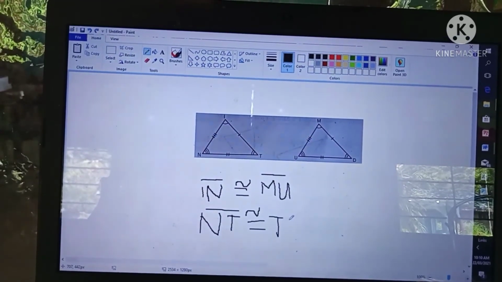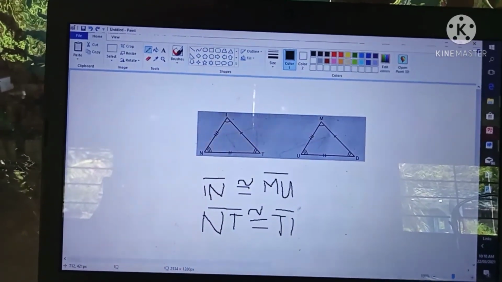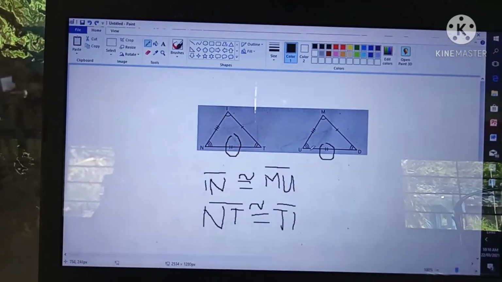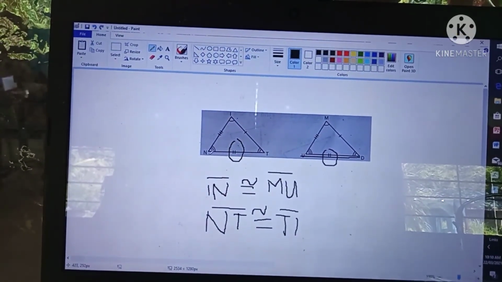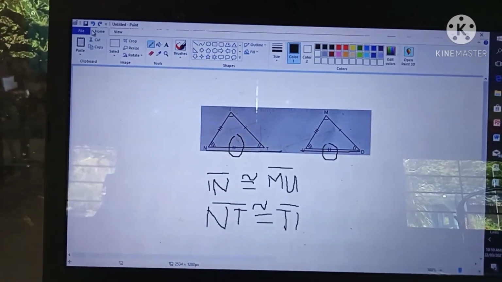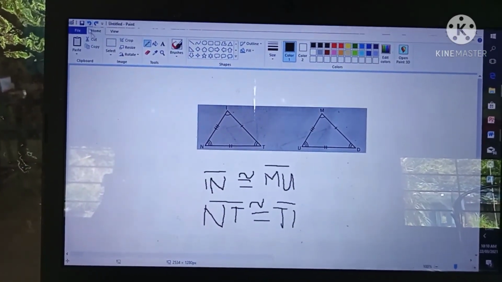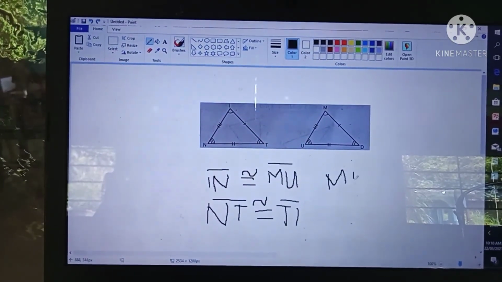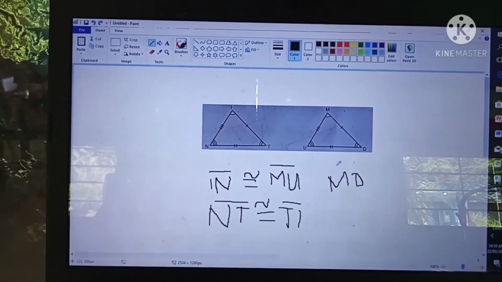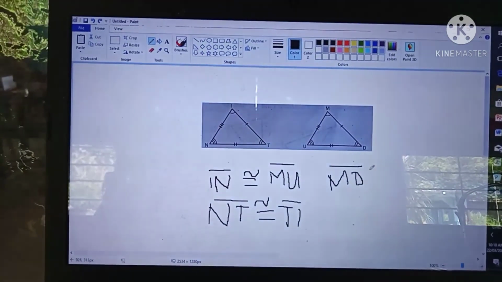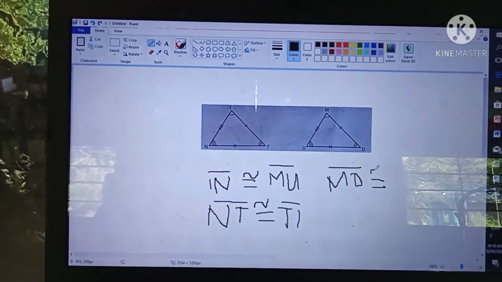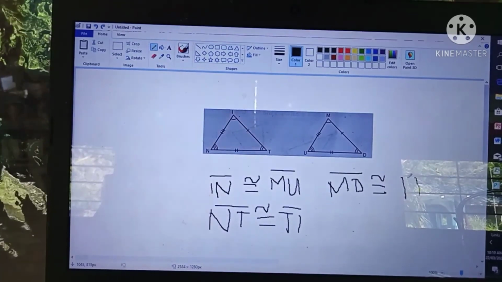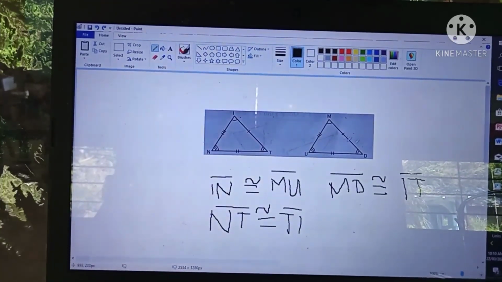And TI. So they are congruent. So this side and this side. Okay. Next is side MD is congruent to side IT. Okay.